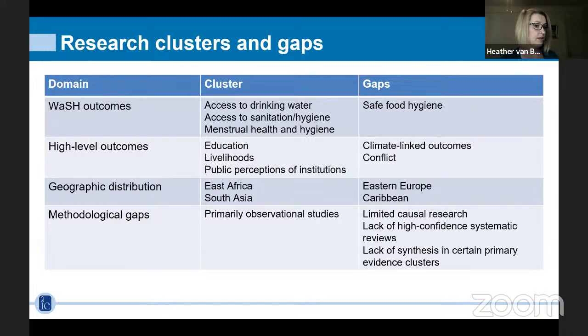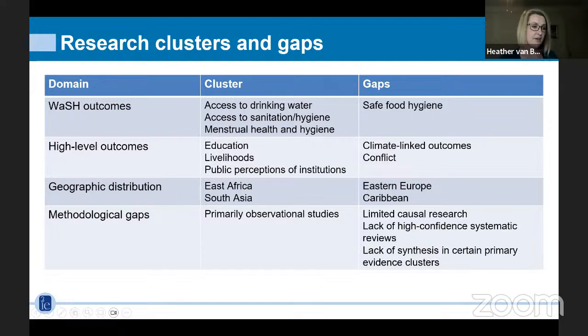But most studies focused on access to drinking water, access to sanitation, hygiene, or there's also a cluster among the menstrual health and hygiene studies. We did find a significant gap among the safe food hygiene studies. There are only three studies that examine that WASH outcome. It may be because this aspect of WASH is under-researched, or it may also be because the theoretical links between something like food hygiene and these higher level outcomes like governance are a bit weaker. There's not an necessarily obvious connection there. So it's something to consider.